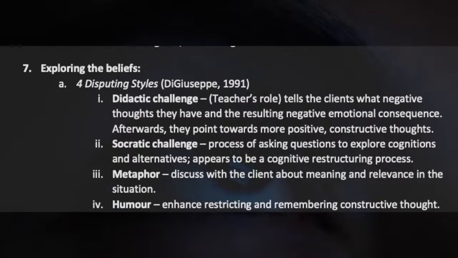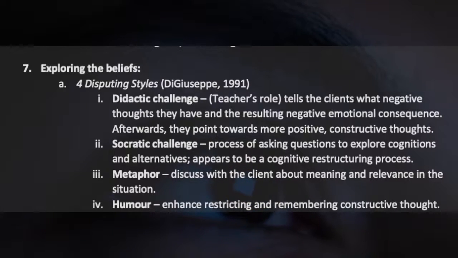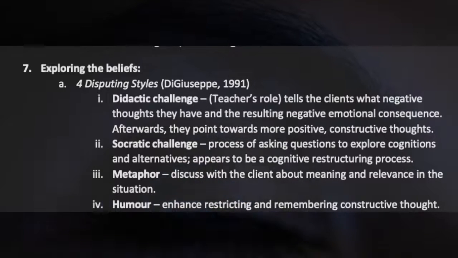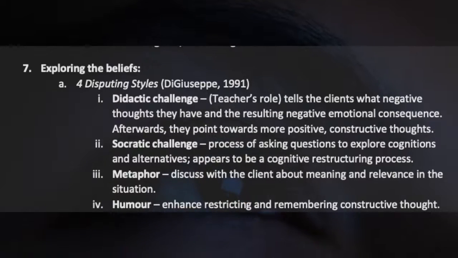There's the Socratic challenge, which is a process of asking questions to explore cognitions and thoughts, and individuals appear to be on board in this cognitive restructuring process. There's also metaphor, where the therapist discusses with the client about meaning and relevance in the situation, helping to put things into context within the grand scheme of things.